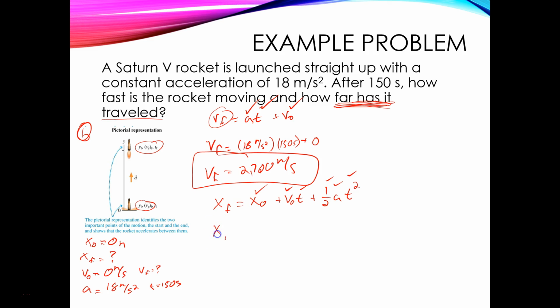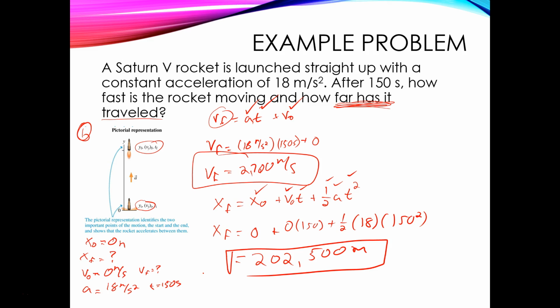Now all we have to do is plug in what we know. Our final position is going to be equal to our initial position, which is 0, plus our velocity, which is 0, times our time of 150 seconds, plus 1/2 times our acceleration times our time squared, which gives us a final position of 202,500 meters. Holy cow, that's pretty crazy.